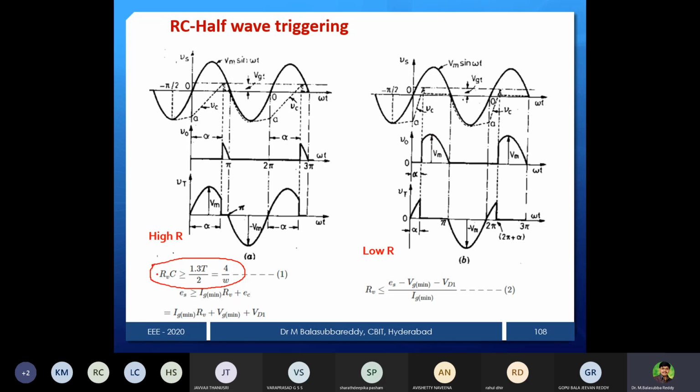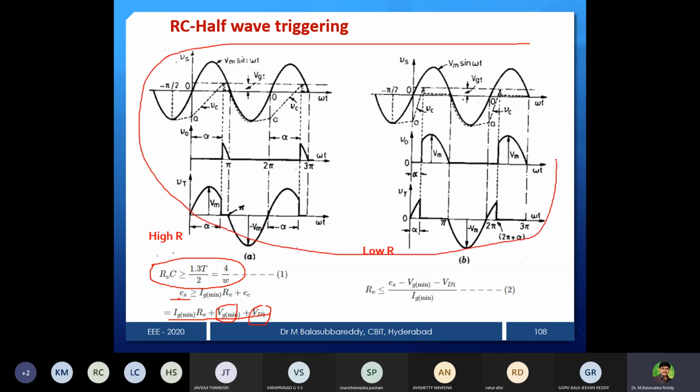You can see that RV into C must be greater than this one, and as usual the expression of E is equal to I into RP plus VG plus VD1, because there will be a gate voltage, and the diode drop also you can consider. This is just the ES formula. Now use these graphs also for observation of when RV is less and when RV is high. R means R in our notation. So with a high value of RV and a low value of RV, we are able to control that alpha.